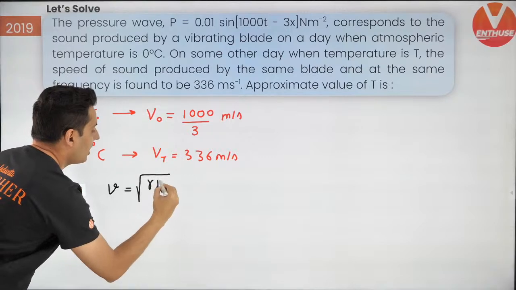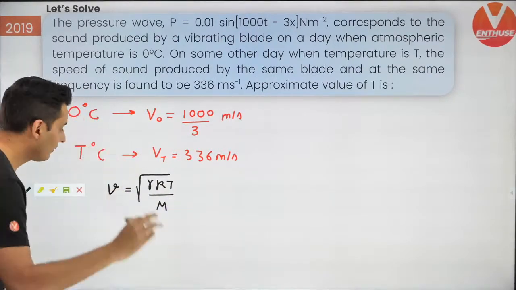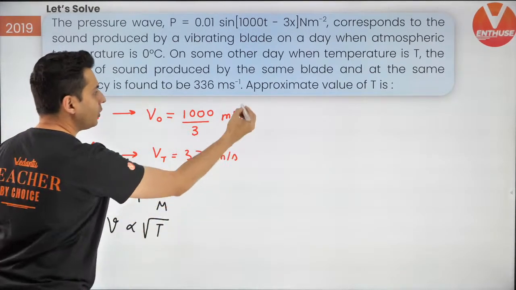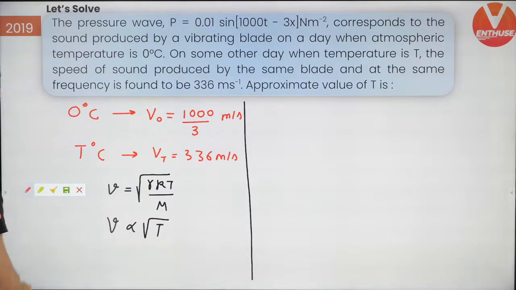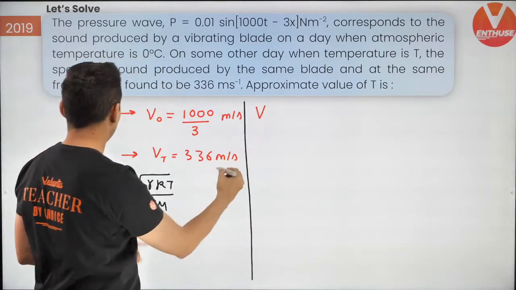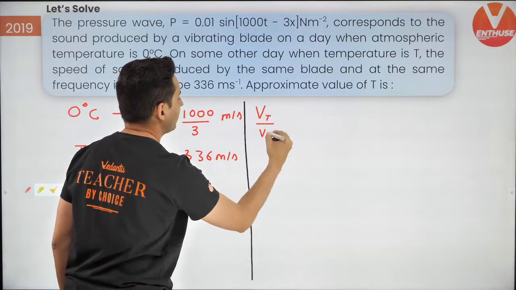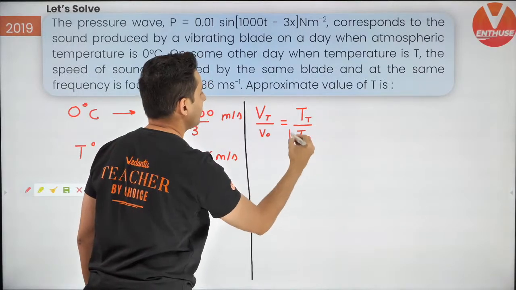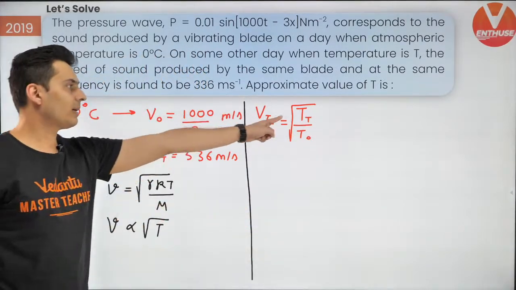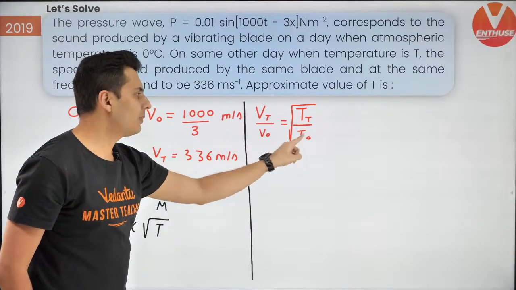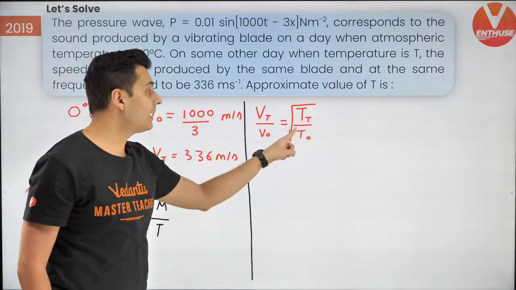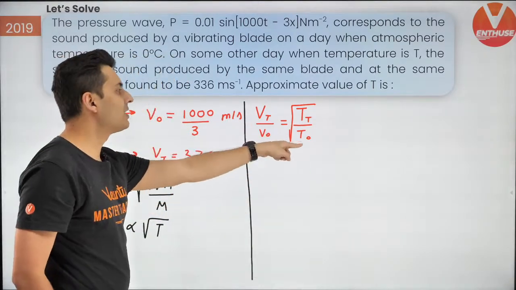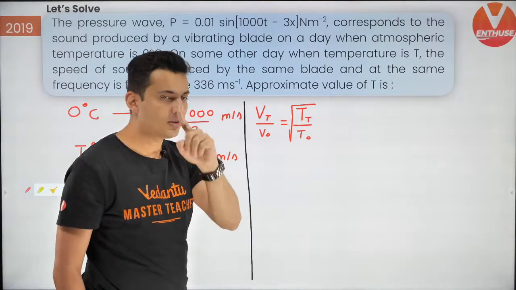Now, here is the thing. Velocity is root of gamma RT by m. Therefore, isn't velocity proportional to root of T? If velocity is proportional to root of T, my dear minions, then can I not say Vt by V0 will be root of temperature at T upon root of temperature at 0 degrees Celsius? But keep in mind, do not put answers in Celsius, they are always in Kelvin. So a lot of people put 0 here and wonder what is wrong. No, it's always in Kelvin.